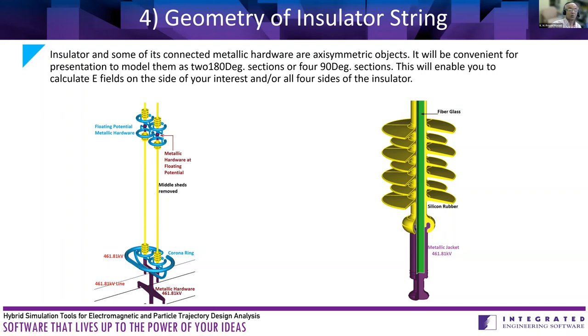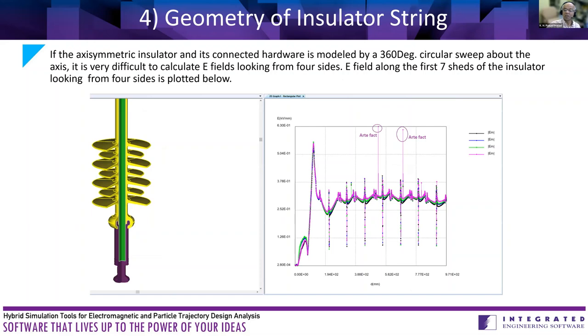Another thing is, don't model this as a 360 degree model. Try to model it as 180 degree sections or 90 degree sections as I have shown here, so that it will be easy for you in the post-processing of the results. You can see the electric fields along the sheds of the insulators from all four directions. For example, here I modeled a 90 degree section, and from all four sides I could see the results. If you model at 360 degrees, it is very difficult to monitor the results.